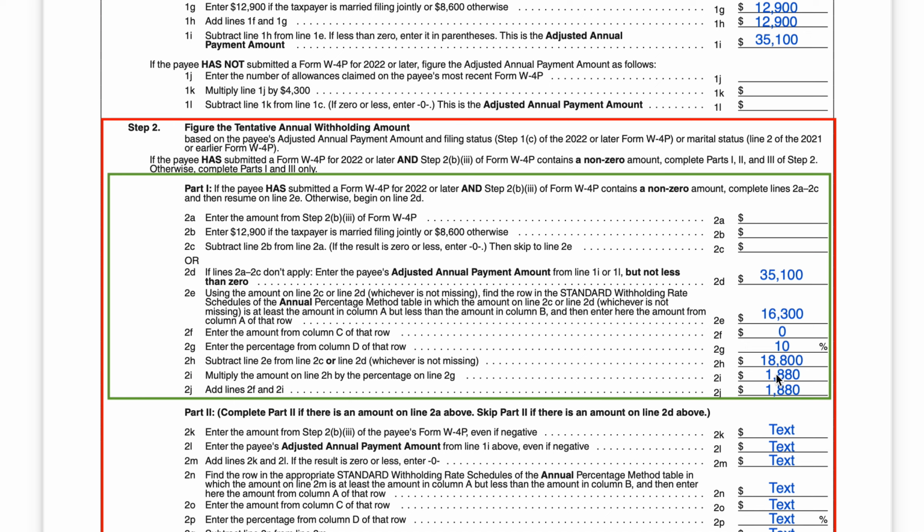But basically, this is based on marginal tax rates and tax brackets. So the number that corresponds to this is $16,300. These are the numbers that correspond to all of that. So when we get down to it, basically we're withholding $1,880 as of the end of part 1.